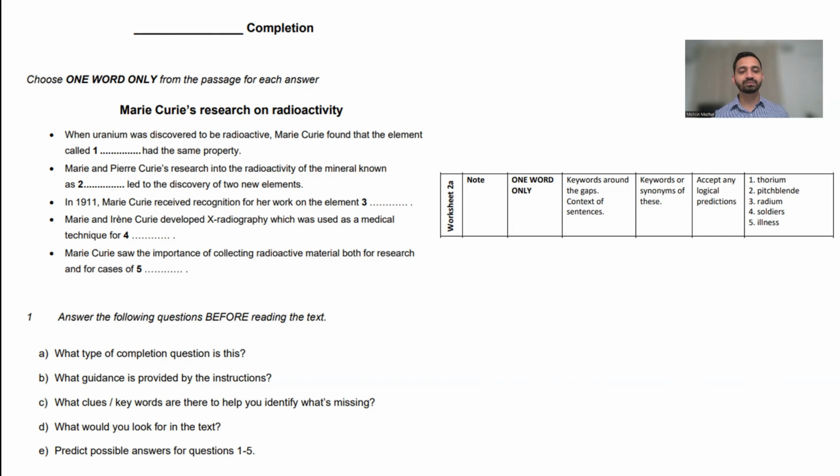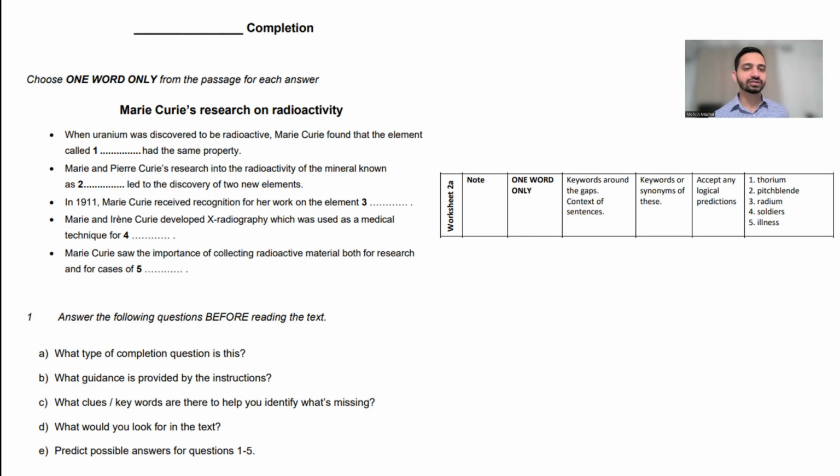What guidance is provided by the instructions? Only one word. So you can only write one word, not more than one word or a number. What clues, keywords are there to help you identify what's missing? Keywords around the gap are going to help you to find out what's missing. The context of the sentences is also going to help you. What would you look for in the text? Keywords or synonyms of these. And then let's look at the predictions and the correct answers.